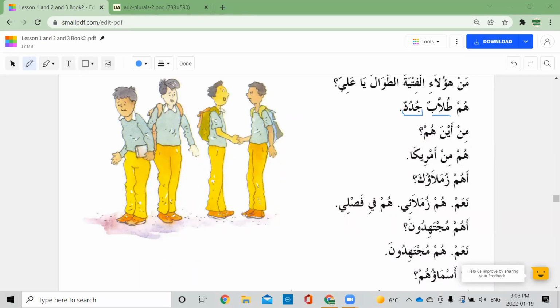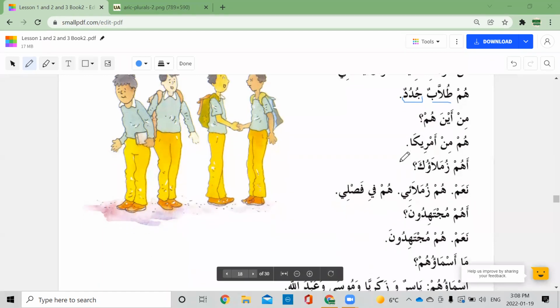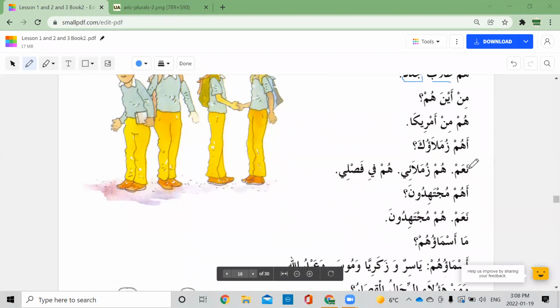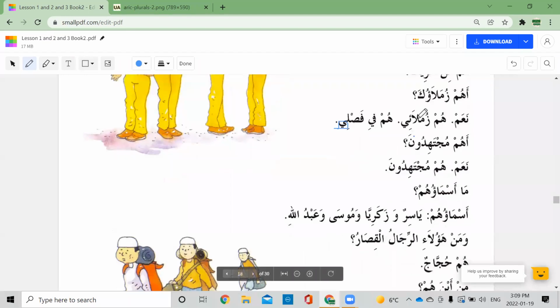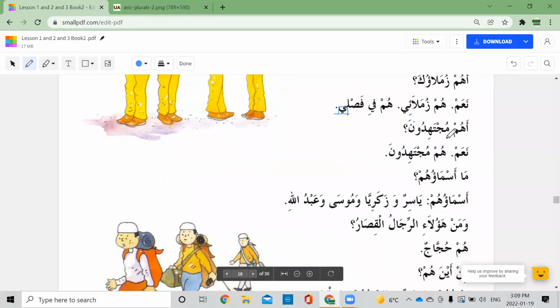Ahum jumalauka? Are they your classmates? Naam, hum jumalai. Yes, they are my classmates. They are in the classroom. In my classroom, because of this ya here, it gives the meaning of my. Oh, they are in my classroom. Yes. Ahum mustahiduna? Are they hardworking?